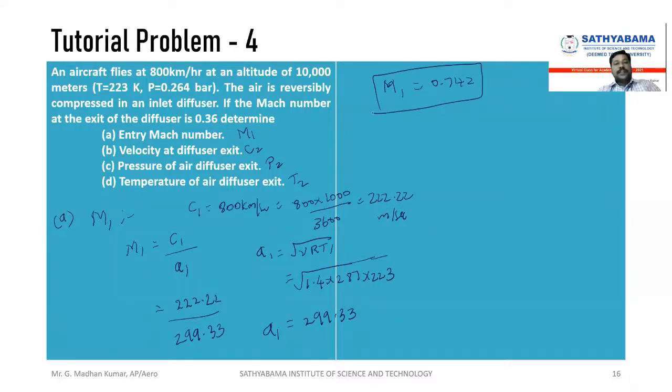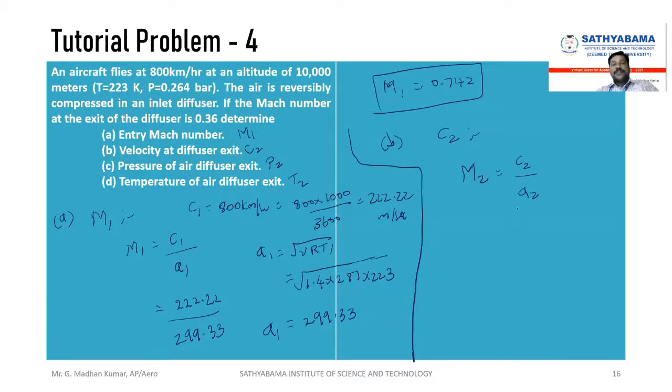Now you have to find the value of velocity at the diffuser exit. So in order to find the velocity at the diffuser exit, you have to find C2. Using M2 we can find it. So M2 is equal to C2 by A2. So for A2 we have to find the value of T2, right? So we have to find the value of T2.